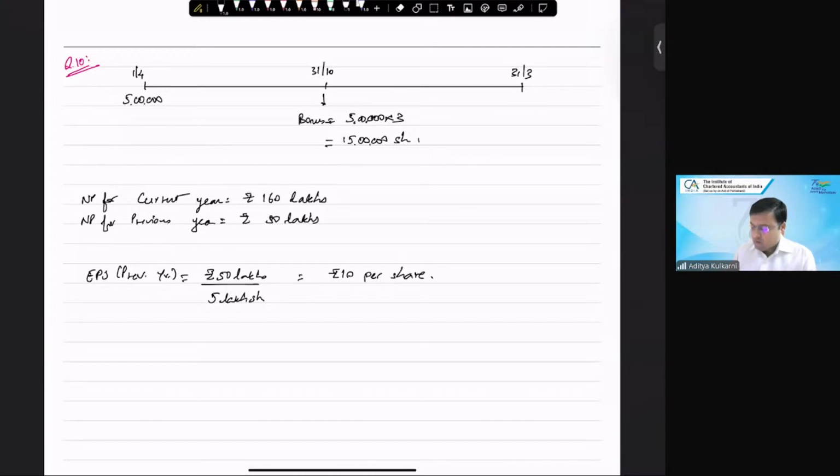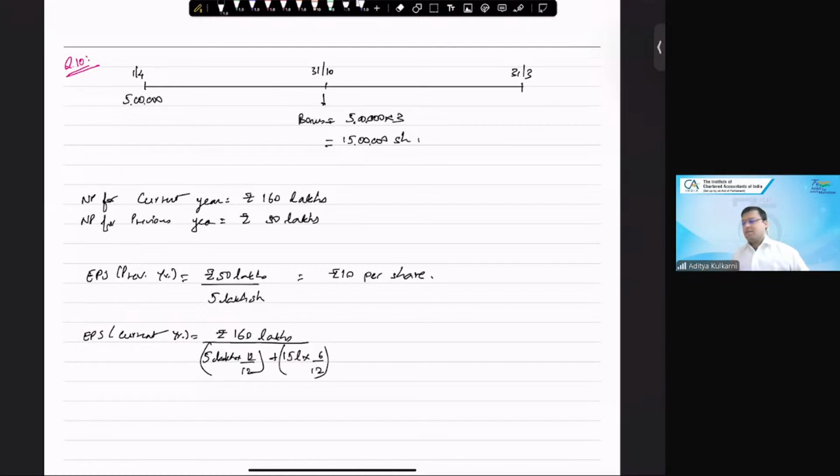Do you agree to this, everyone? Yes. Now, EPS for the current year is equal to rupees 160 lakhs divided by 5 lakh into 12 by 12 plus 15 lakhs into 6 by 12. Do you agree to this? Yes, sir.